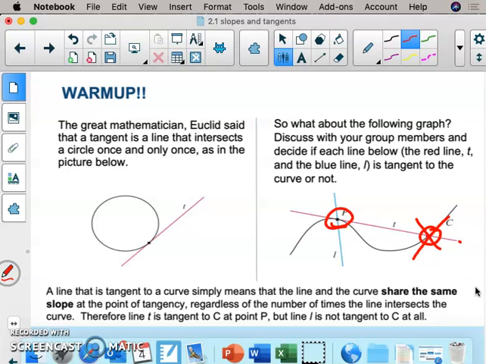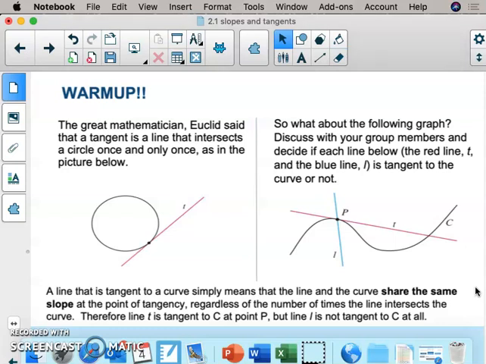All right? And so, Nidhi, what you were saying, which is that line L, the blue line, even though it only intersects once, it didn't feel like your classic feeling for a tangent line. Absolutely right. Line L, even though it intersects once, it does not have the same slope as the curve, so it's not tangent. Does that make sense? Okay.